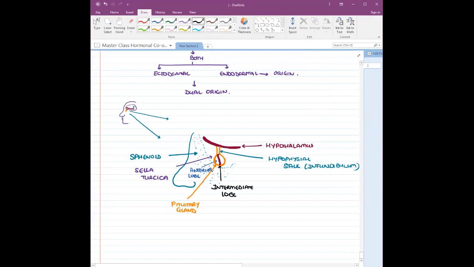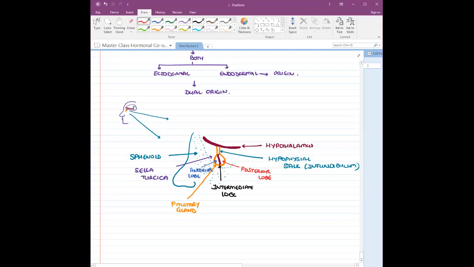So anterior lobe, intermediate lobe. And the one which is at the back, this is known as your posterior lobe. Okay. So traditionally, we have been dividing this in this manner: anterior lobe, intermediate lobe, and posterior lobe.